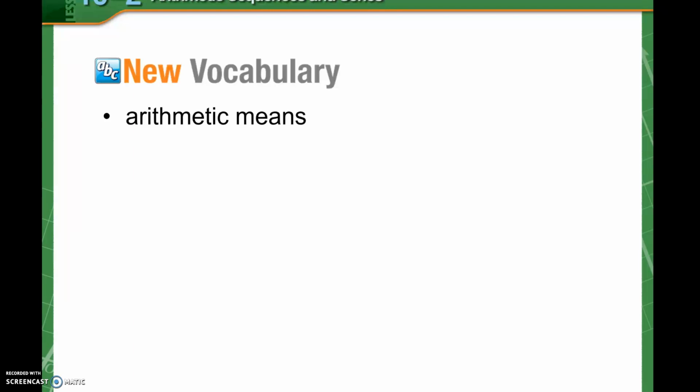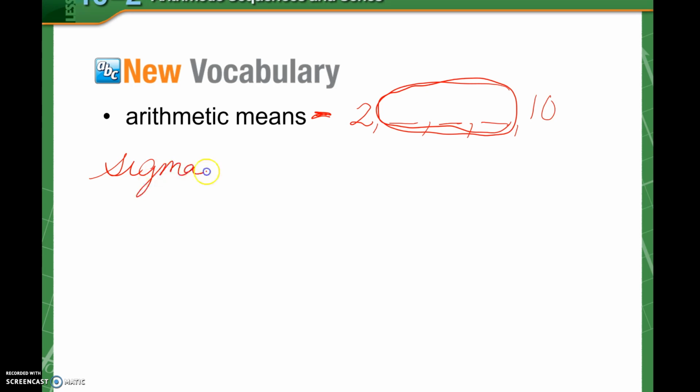Okay, before we start this lesson, we want to talk about a couple of vocabulary words that we're going to see. Arithmetic means the missing terms in a sequence. So if I have this, these are the arithmetic means because they are the average between the numbers there. So that's arithmetic mean. And then we're also going to see the vocabulary word sigma.